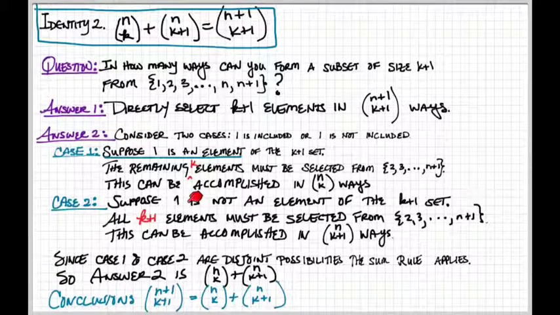If 1 is not in the set, then we're selecting the k plus 1 subset entirely from 2, 3, 4, up to n plus 1.